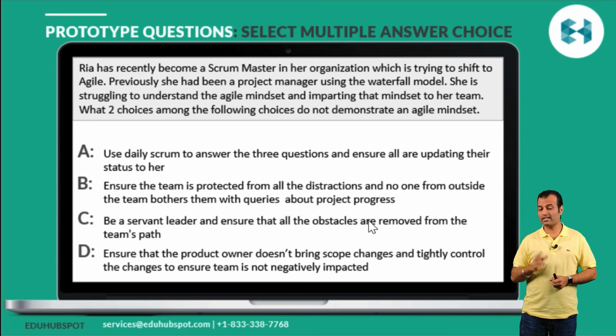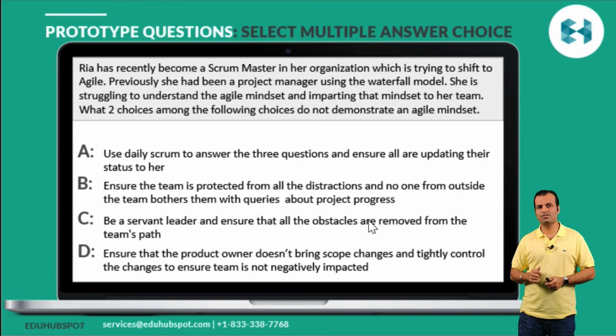Second question. Over here, you may have to select multiple answers. They may give you more than 4 answer choices also. You may get 5 answer choices and you have to pick 2 or 3 options out of the 4 or 5 which are given to you.